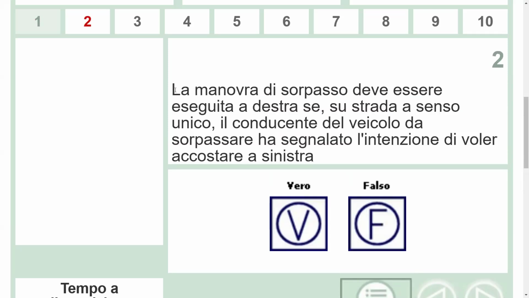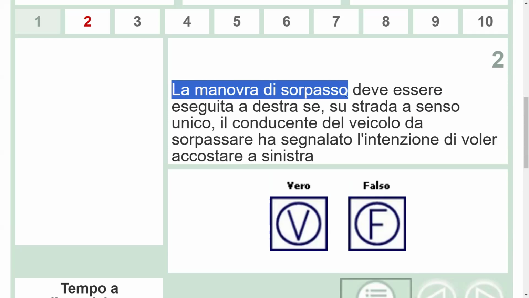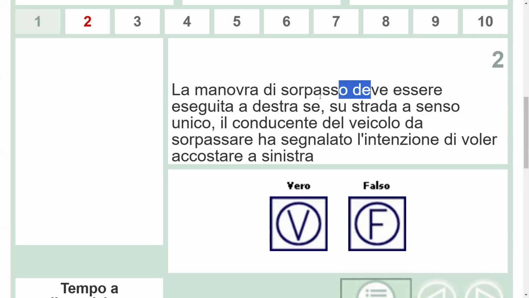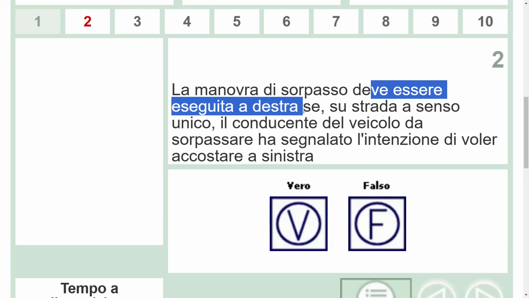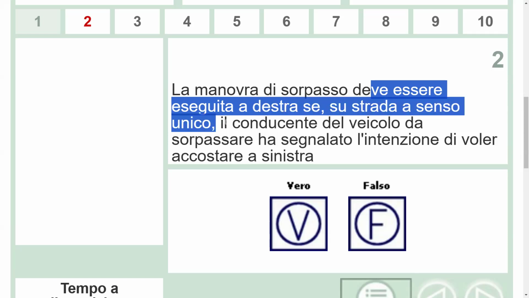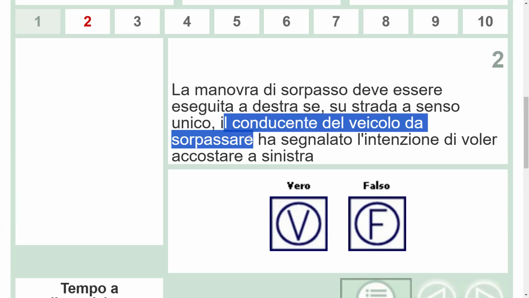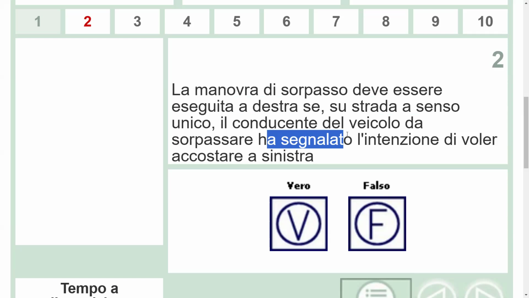Next. La manovra del sorpasso, that means the maneuver of overtaking, deve essere eseguita, must be done a destra, from the right side. Okay? Se su una strada a senso unico, if on a one-way road, il conducente del veicolo da sorpassare, the driver whom you're trying to overtake, ha segnalato di voler accostare a sinistra, he has signaled his intention to stop his car on the left side on a one-way road. Obviously, you can overtake this guy from the right side. Yes, we can. Sounds like Obama.